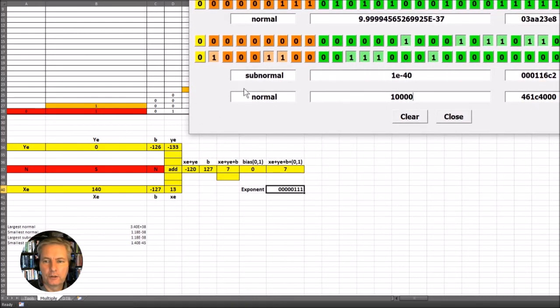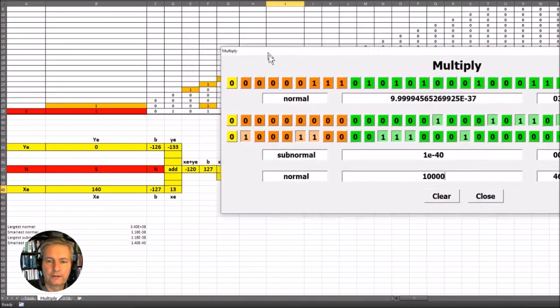the subnormal number is the y, so the exponent is 0, it's -126, and we have to take away the leading 0 count. In this instance the leading 0 count is the same, it's 7, so we take that away, and the normal number is now 10,000, and it gives a value of 13. We add these two up, we're going to get an answer of -120. We add back on the 127 to give us a biased exponent, and that biased exponent is 7.